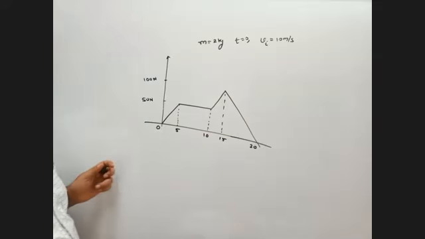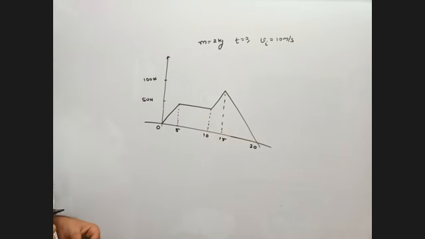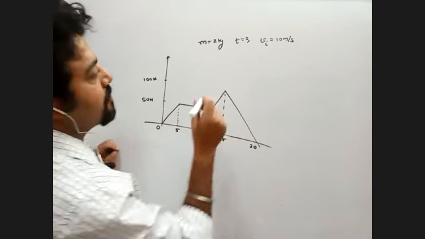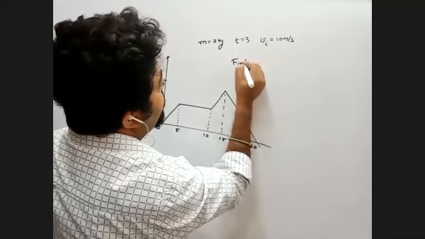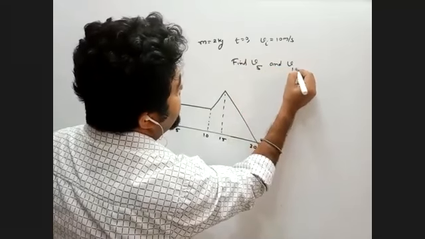See, in general, if it is not given, that means the initial velocity is 0. But sometimes the examiner can also mention that initial velocity is 10 meter per second, means when it starts, when the time is 0, your velocity is 10 meter per second. And now they ask you to find velocity at 5 second and velocity at 15 second.